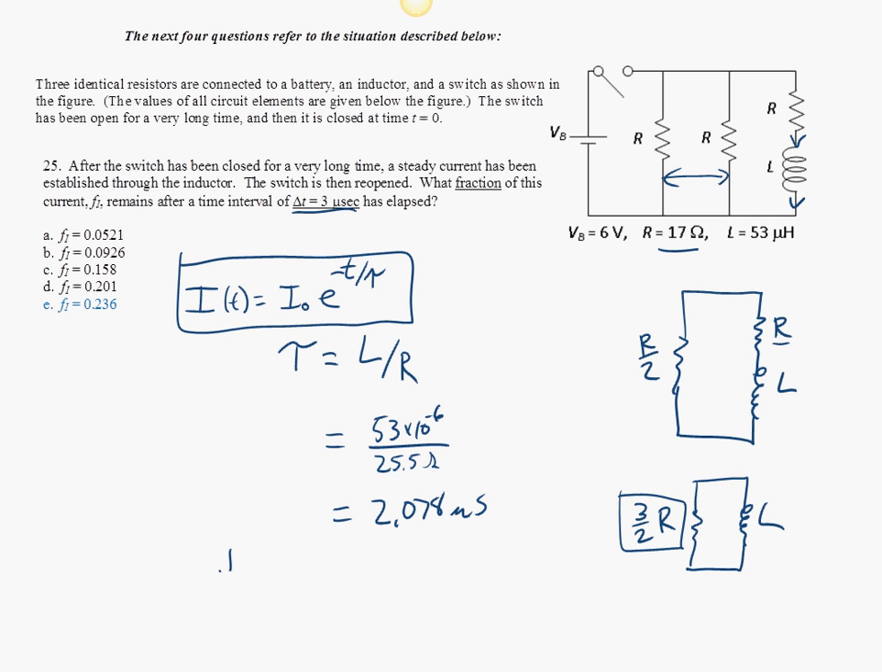And what they really ask is for the current at 3 microseconds divided by the maximum current. So that's just going to be e to the minus t, which was 3 microseconds, divided by tau, which is 2.078 microseconds. Again, I'll put that into my calculator and see that it's down to about 24%, 0.236.